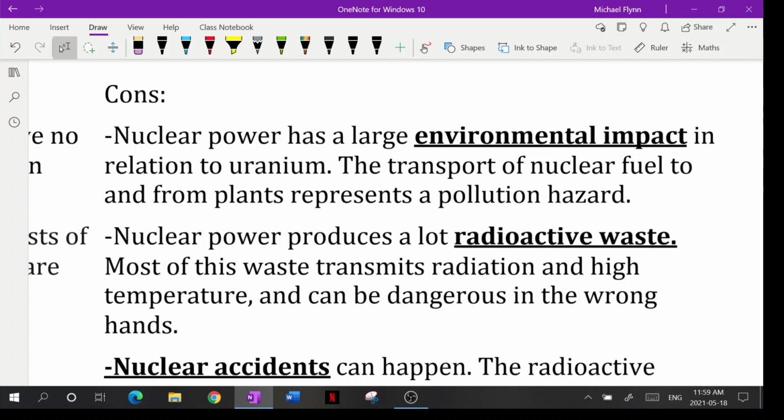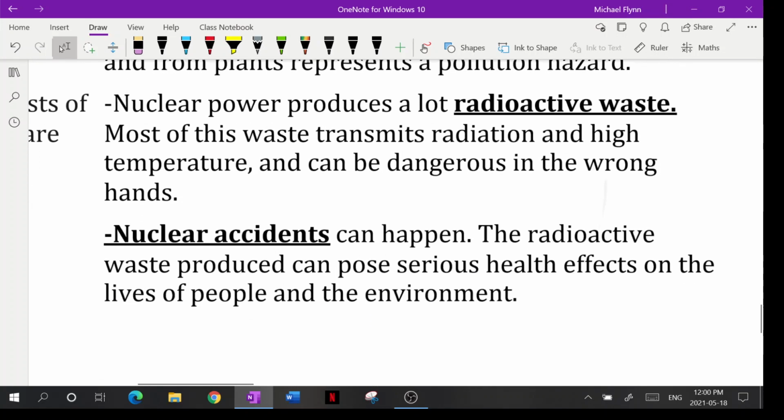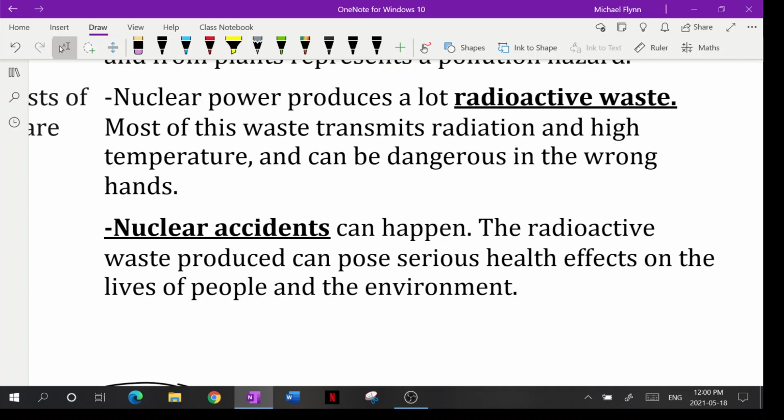Now, even though it's encased in concrete, you still can't go near it. That radiation can penetrate the concrete and make you quite ill, maybe give you cancer and stuff like that. Anyway, nuclear power produces radioactive waste, so that's what she wrote as the con here. And it can be dangerous in the wrong hands. In other words, you cannot allow a rogue operative to get spent nuclear fuel, because that can be used to make an extremely dangerous bomb.